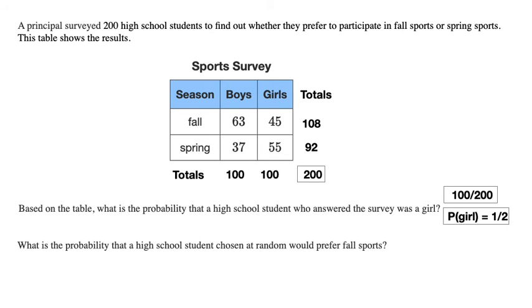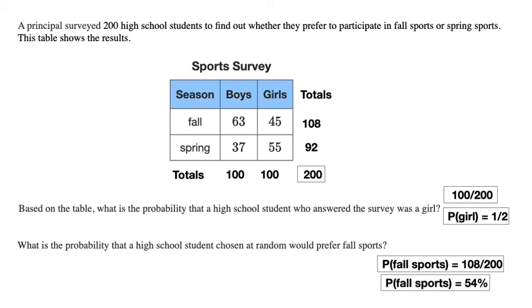Second question, what is the probability that a high school student chosen at random would prefer fall sports? So what we're going to do is we're going to see how many students selected fall sports. So the probability of fall sports would be 108 out of 200. Now we're going to write that as a percent. Let's simplify this fraction, calling it 54 over 100. The probability that a high school student chosen at random would prefer fall sports is 54% probability.